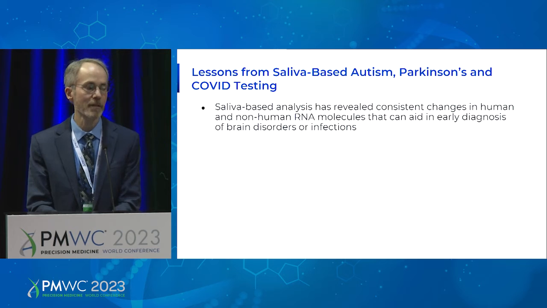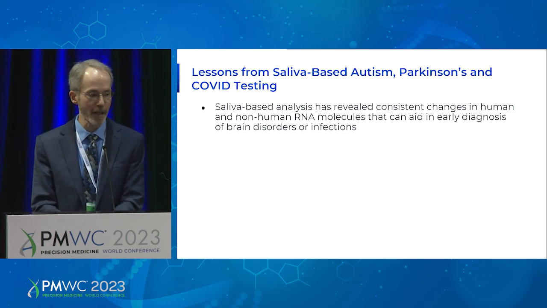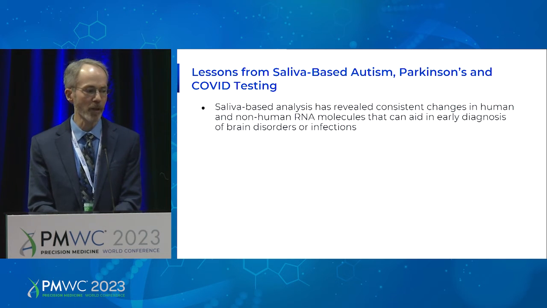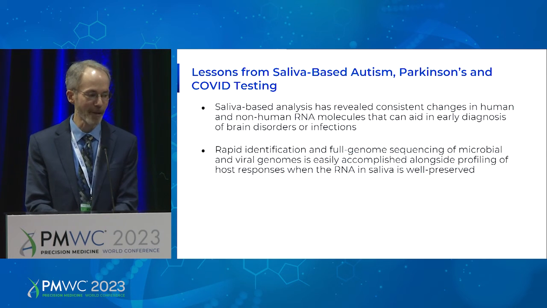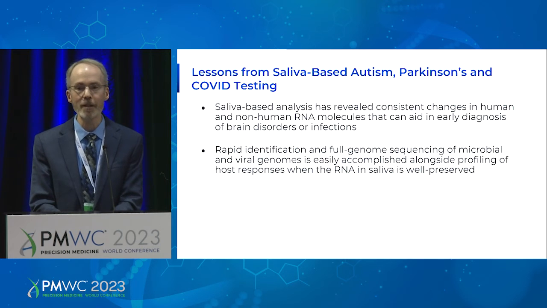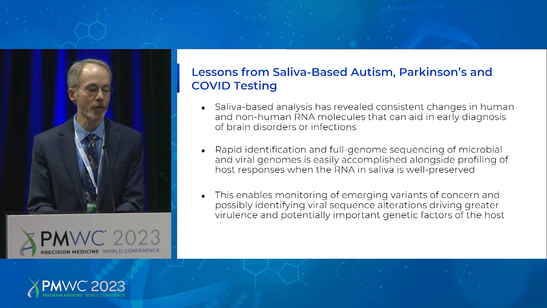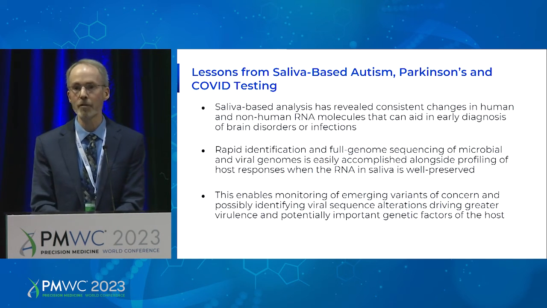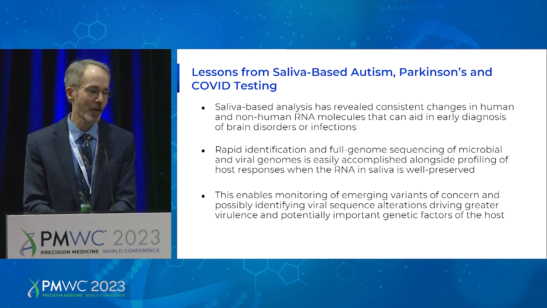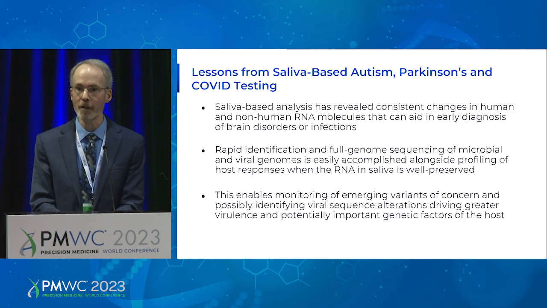So to summarize, saliva-based analyses have revealed some very consistent changes in human and non-human RNA that can aid in early diagnosis of brain disorders and infections, the rapid identification, full genome sequencing of microbial and viral genomes, easily accomplished alongside the profiling of host responses when the RNA is well preserved. And this enables monitoring the emergence of variants of concern, as well as possibly identifying viral sequence alterations driving greater pathogenicity, greater virulence, and potentially host genetic factors involved in responding to that threat.